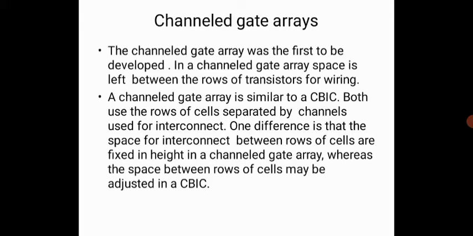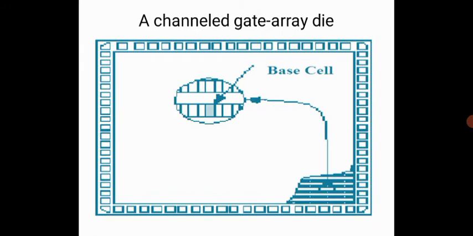The channeled gate array was the first to be developed. In the channeled gate array, space is left between the rows of the transistors, which is to be wired. A channeled gate array is similar to the CBIC, which we already discussed. Both use rows of cells separated by channels used for the interconnect. One difference is that the space for the interconnect between the rows of cells is a fixed height in the channeled gate array, whereas the space between the rows of cells may be adjusted in the CBIC.